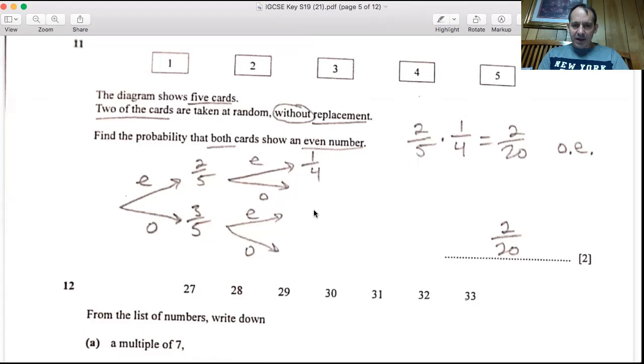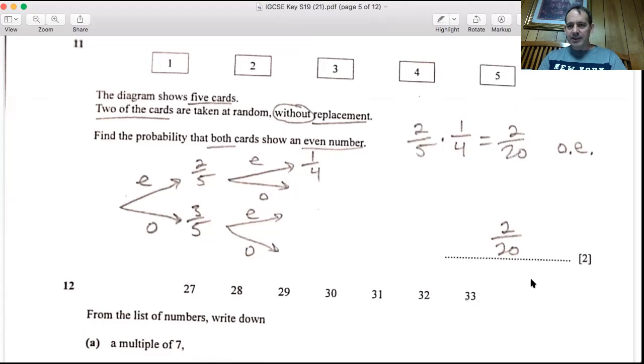You could have done it without the tree diagram. I'm just using the tree diagram to explain it for you. You could have done it mentally, 2 out of 5, and then 1 out of 4 equals 2 out of 20. Notice the mark scheme says or equivalent, meaning you don't have to reduce it. You could put 1/10, that's okay. You can leave it as 2 over 20.